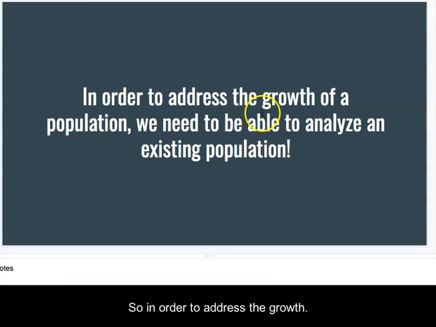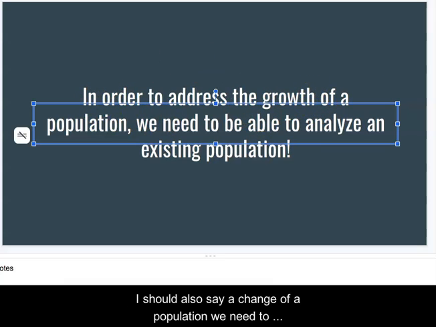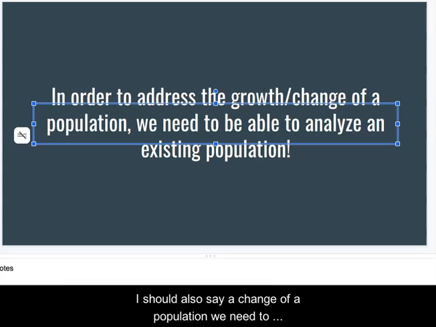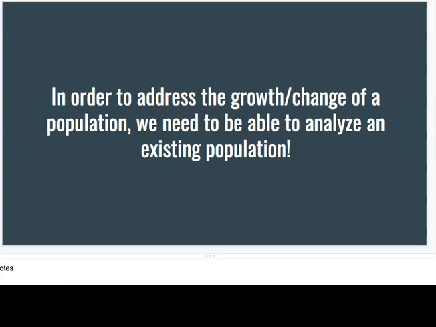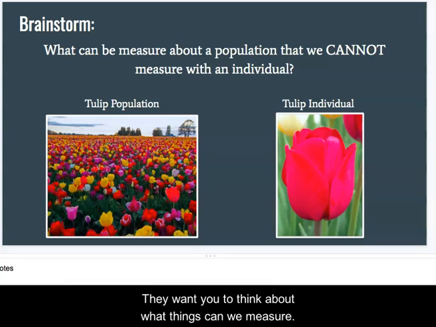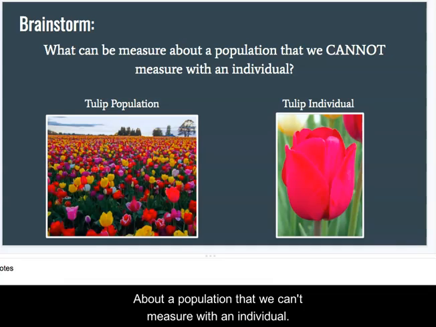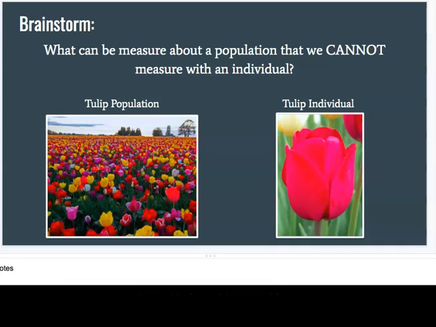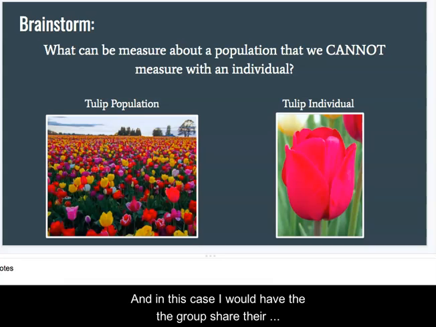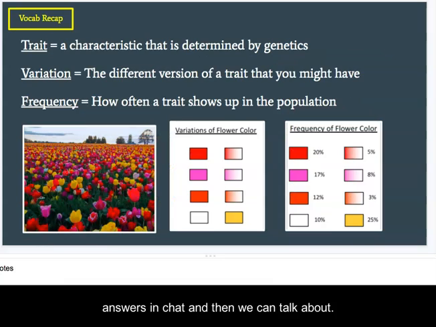So in order to address the growth, and I should also say change, of a population, we need to analyze the existing one. So I want you to think about what things can we measure about a population that we can't measure with an individual. What kinds of things could we track over time? And in this case, I would have the group share their answers in chat, and then we can talk about it.